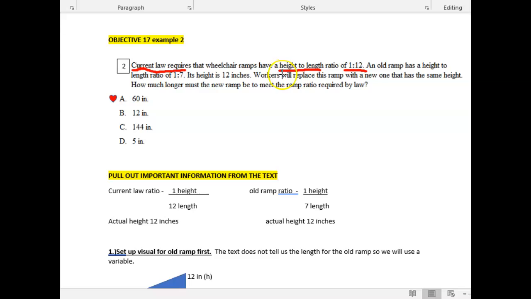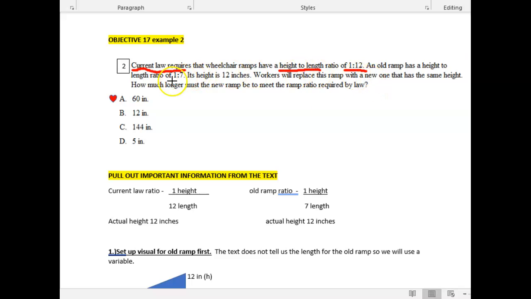The order, now this is the ratio, not the actual. But it's important for you to understand that the order, when we write these in fraction form, the order of the numerator on top of the denominator is determined by which one goes first in the ratio. 1 is going to be our numerator and 12 is our denominator. 1 is our height because it is the first number in our ratio. And it gave us the order of the words here in the text. Height to length, 1 to 12.